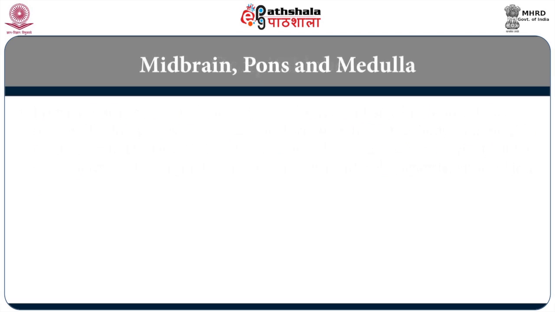Okay, these are the four major lobes, but when you go further below the lobes, we go into the midbrain, and then below the midbrain you have pons, below the pons you have medulla. So, let me say a few lines about each of these structures.